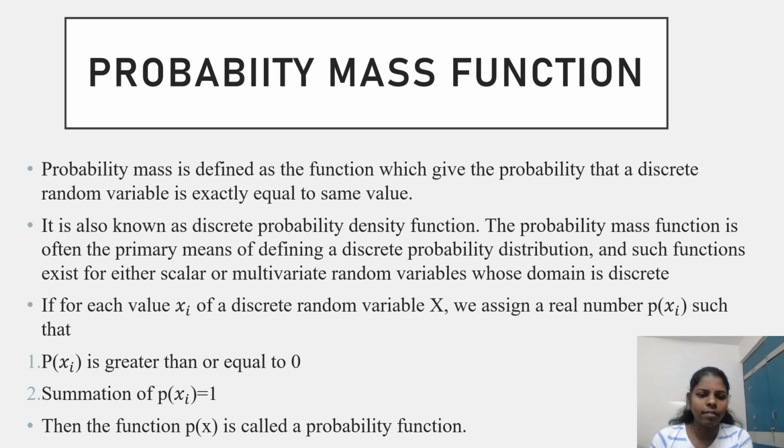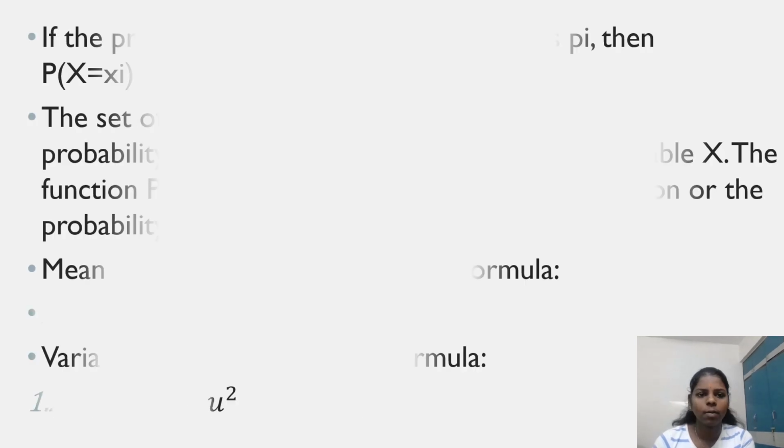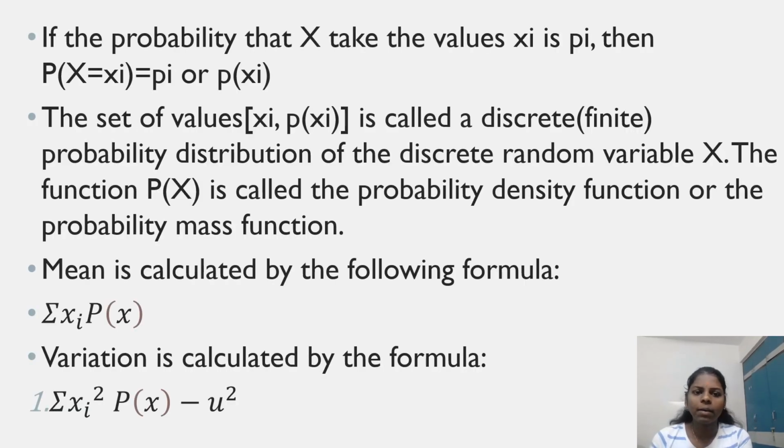If, for example, for each value xi of a discrete random variable x, we assign a real number p of xi such that p of xi is greater than or equal to 0, and summation of p of xi is equal to 1, then the function p of xi is called a probability function. If the probability that x takes the value xi is pi, then p of x equals xi is equal to pi or p of xi.